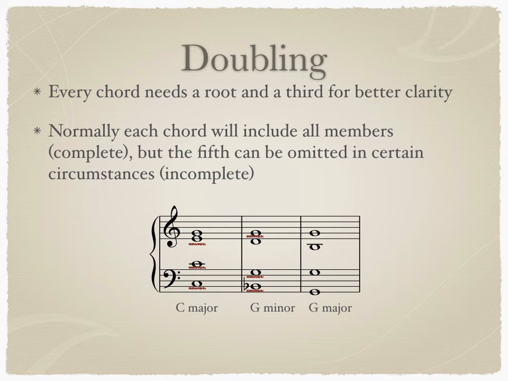Normally, each chord will include all of its members, which would be considered a complete chord. But occasionally, the fifth of the chord can be omitted in certain circumstances, which it would then be considered incomplete. Below, both the C major and G minor chords are complete, because all of their members are present. And the G major chord on the right has no fifth, so it is incomplete. In fact, the root is tripled in this case, which is a common doubling in the root position at the end of a piece.